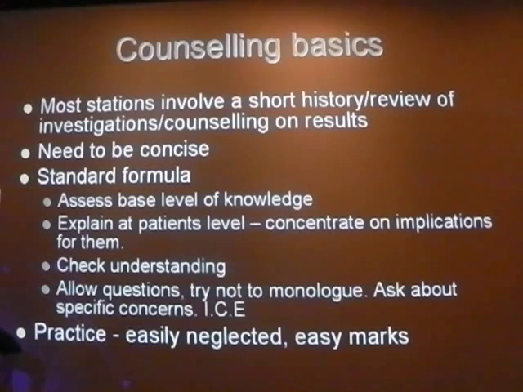So it's a standard formula, which I'm sure you all know. Start off by assessing their base level of knowledge and the level of detail that they want to know. Explain everything at their level. It's really easy to get bogged down in a detailed explanation, because you know so much about something and you feel like they would want to know it in the same level of detail to understand it. But most of the time, people are really happy with really basic explanations, so it's best to do it like that. Keep it simple.